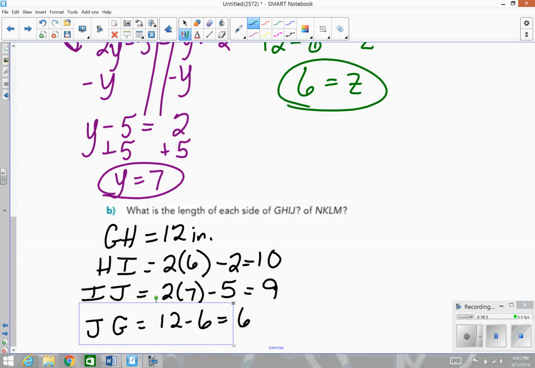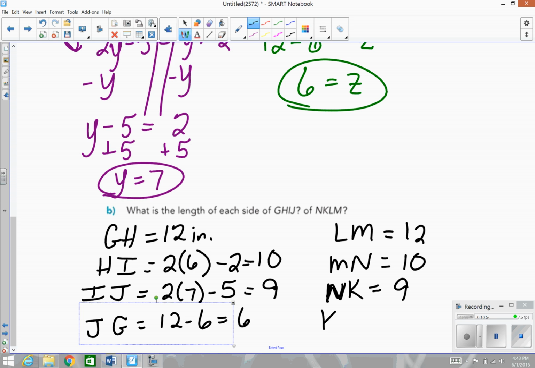And because GH corresponds with LM, we know that LM equals 12. HI corresponds with MN, so this must be 10. IJ corresponds with NK, so that must be 9. And then JG corresponds with KL, so they must also have the same measure. It's a slow process, but I think it's not too bad. Correct your paper and jot down any questions you might have.